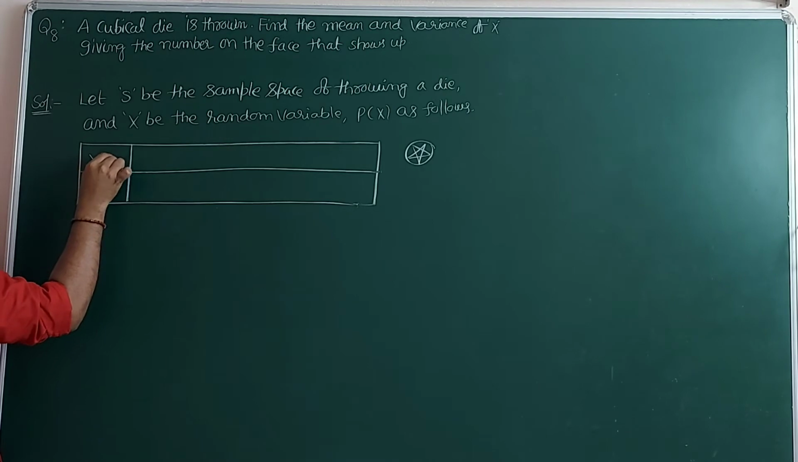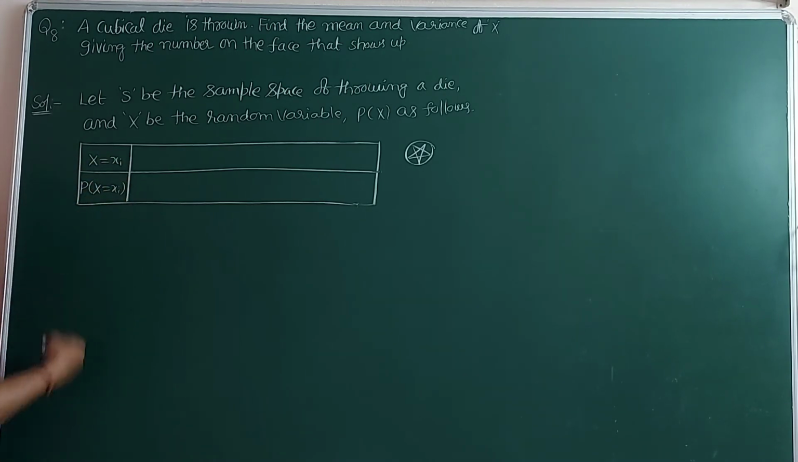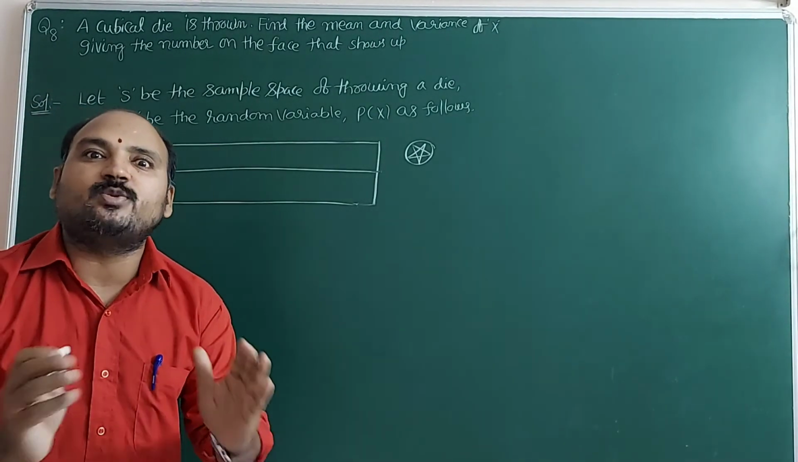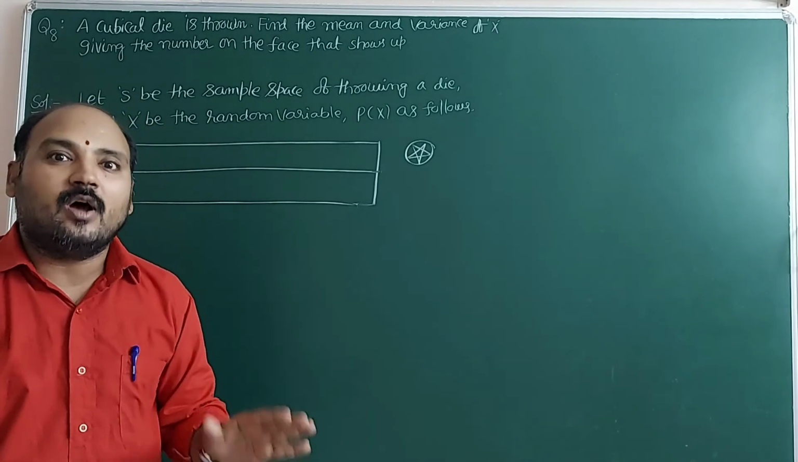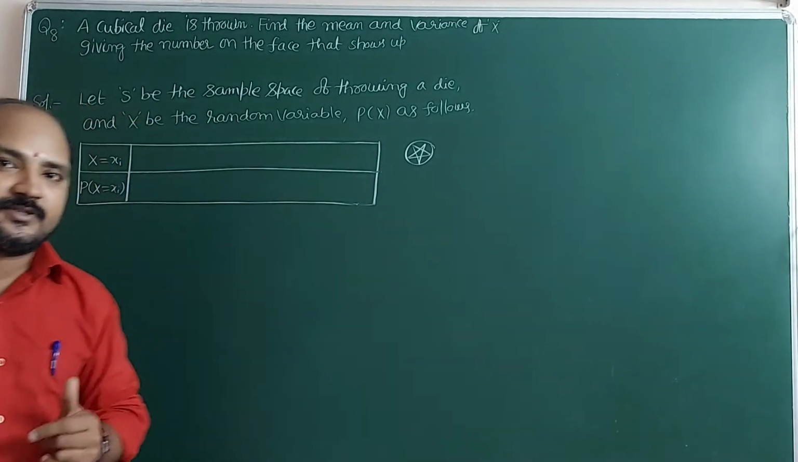X is equal to xi. Probability of X is equal to xi. If we throw a die, what are the possibilities we are getting? 1, 2, 3, 4, 5 or 6.